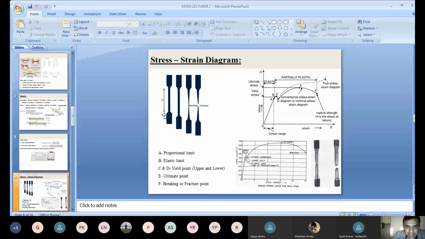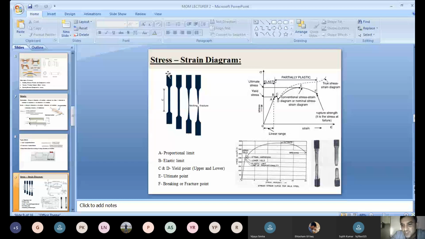Only we measure the original length of the bar, L naught. What type of cross section here? Circular cross section. The initial diameter is D. When the body is subjected to a tensile force on both sides, a tensile force occurs. What happened? Before applying the tensile force, first we'll draw the stress strain diagram.